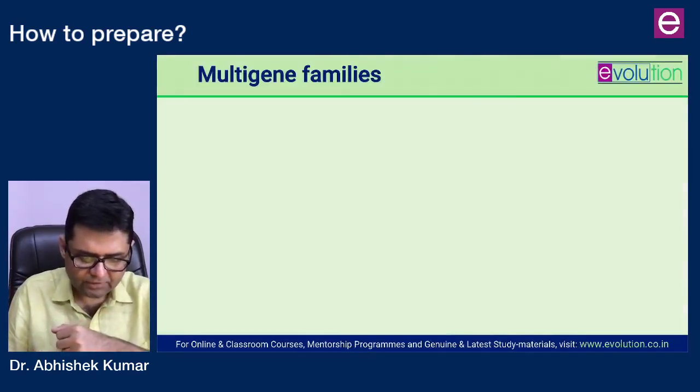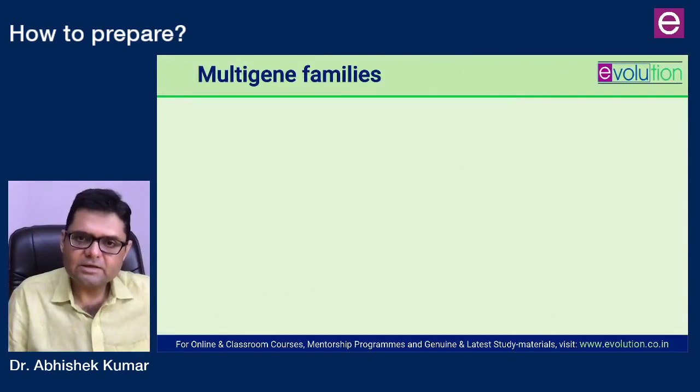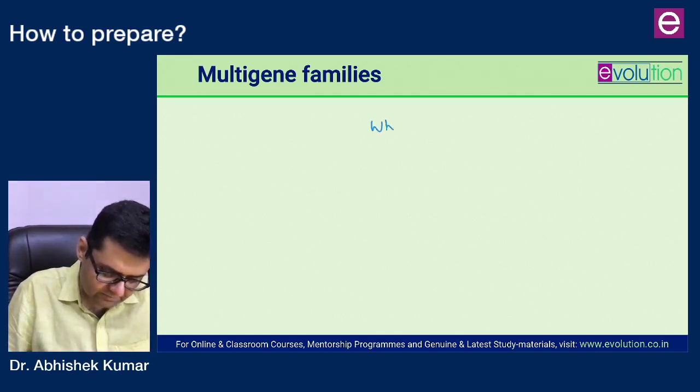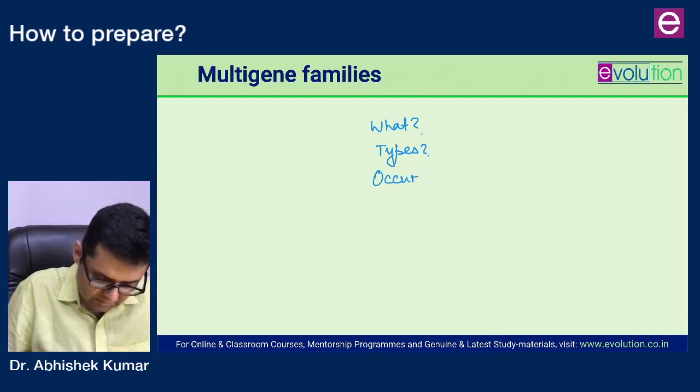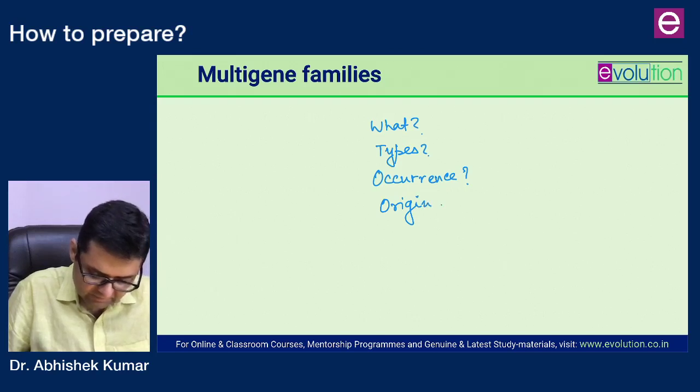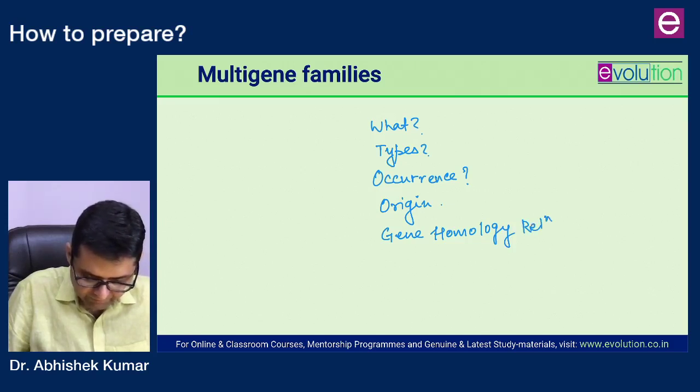silencing. After gene silencing, one topic is multi-gene families. Here you have to deal with what multi-gene families are, what the types of multi-gene families are, the occurrence of multi-gene families, how they arise, so their origin. Then also discuss different types of gene homology relations. Ultimately, significance.